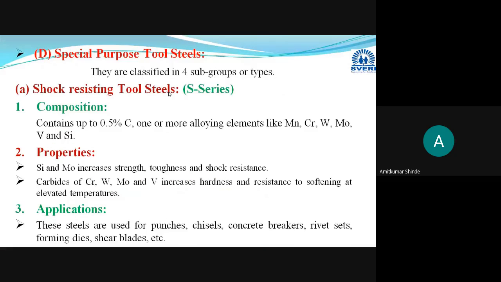Now this is the last type of the tool steels, that is the special purpose tool steel, depending on somewhat their special properties and specific applications. Here these special purpose tool steels are classified in four types. First is the shock resisting tool steel. Shock resisting tool steels are designated by S series.